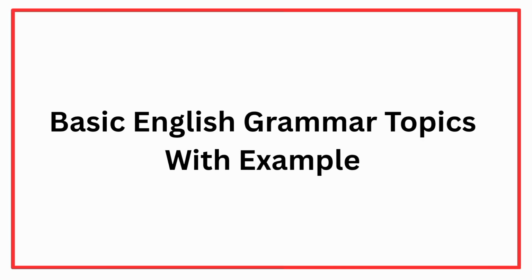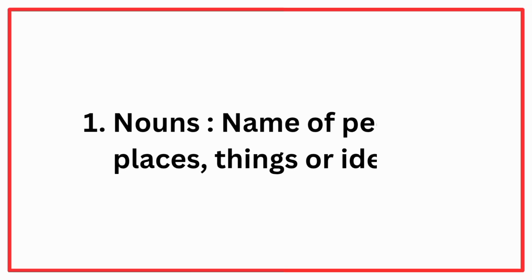Basic English grammar topics with examples. One. Nouns: names of people, places, things or ideas.